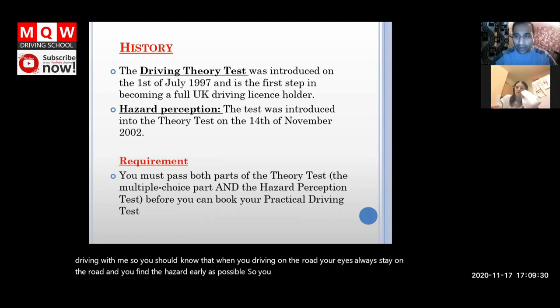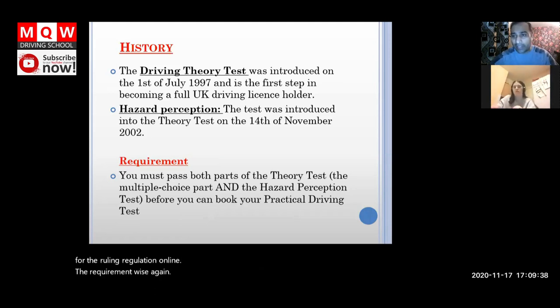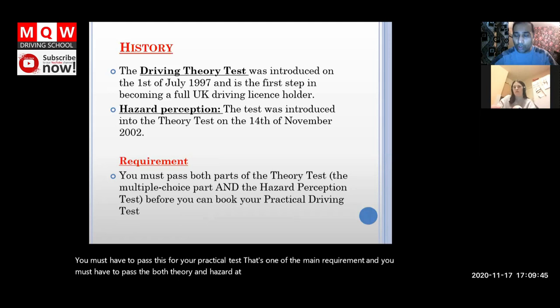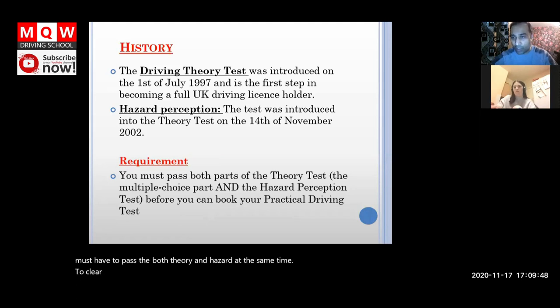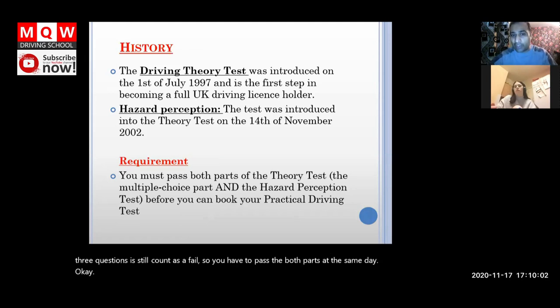You can go for the rules and regulations online. Now, requirement wise, you have to pass this for your practical test. That's one of the main requirements. And you have to pass both the theory and the hazard perception at the same time to clear the whole test. If you pass one, let's say you pass the hazard perception but not the theory questions, it still counts as a fail. So you have to pass both parts on the same day. That is your main requirement, and without this, you cannot book your practical test.